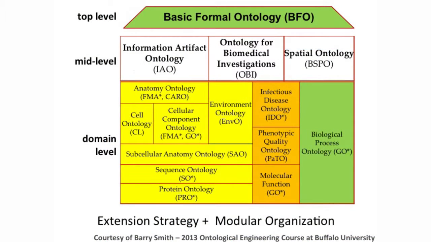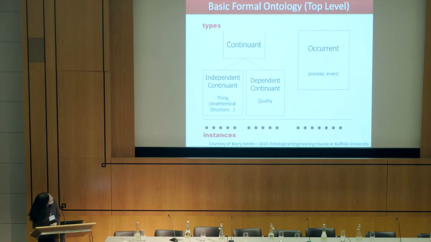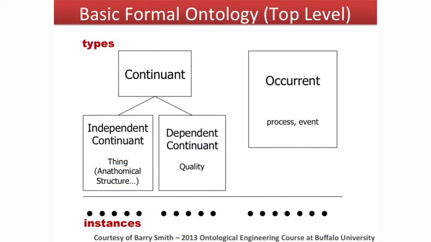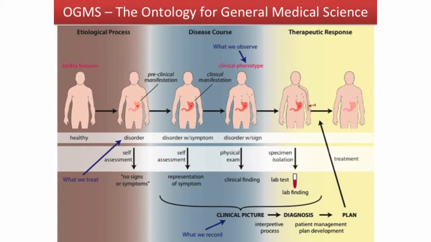You can find the Infectious Disease Ontology here as a domain level, and the Gene Ontology divided for biological process, for molecular function, for cellular component. I will skip the philosophical definition of entities, but I will just take some time to explain the second top level, which is the Ontology for General Medical Science.